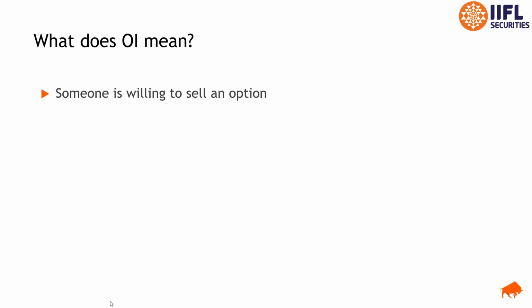So what does OI mean? OI means that somebody is willing to sell an option, right? OI gets created when an option is traded, and in a trade there are two parties, a buyer and a seller. So when a buyer buys from a seller or a seller sells to a buyer, then an open interest gets created.